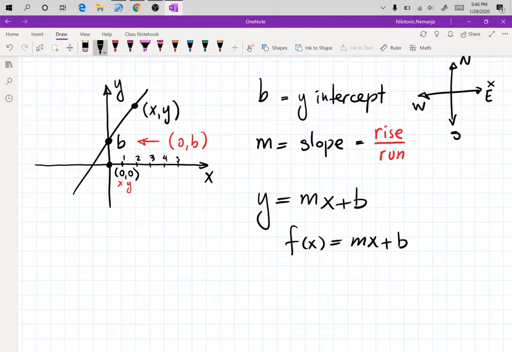So in order to change the x-coordinate, you have to go left and right. In order to change the y-coordinate, you have to go up and down. And if you want to change both of them, then you have to go sideways. You have to go up and left at the same time, let's say.